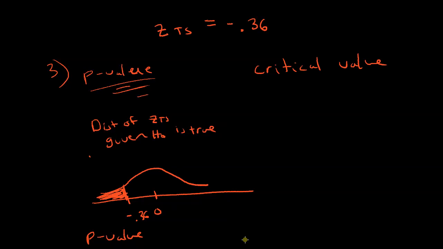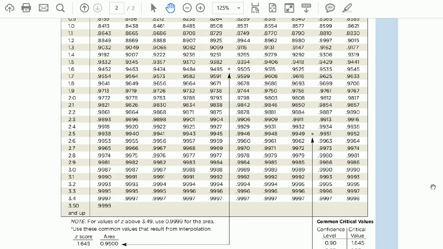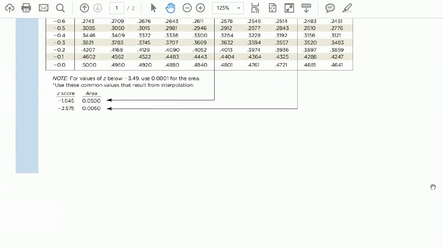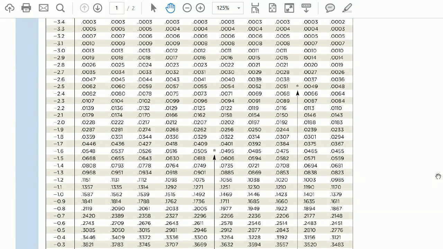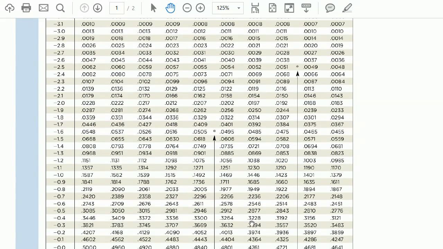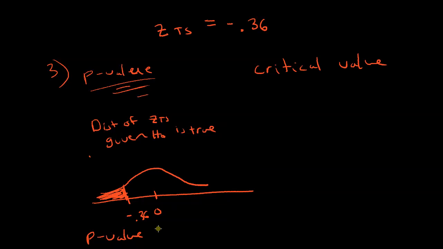So I go to my table and I look for negative 0.36. So here's 0.6, it's on that row. And 0.3 is down here. So 0.3594.